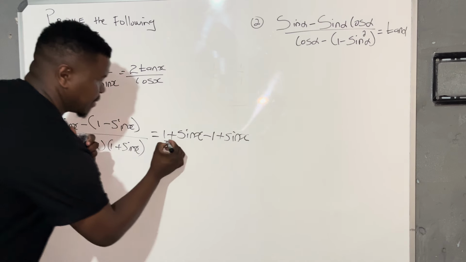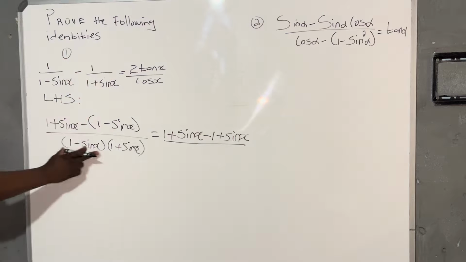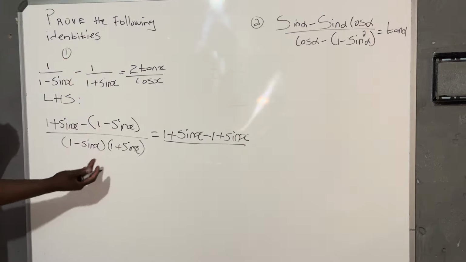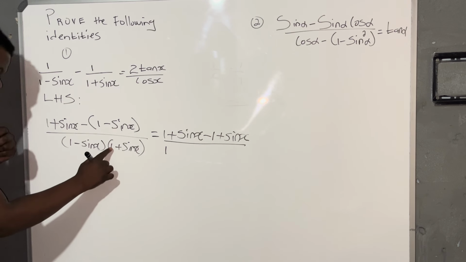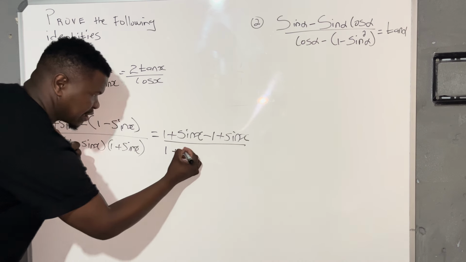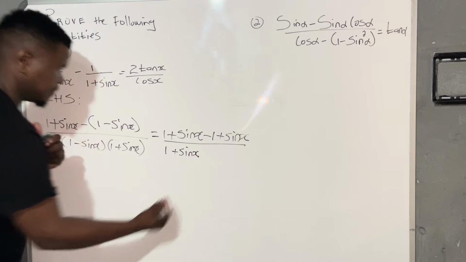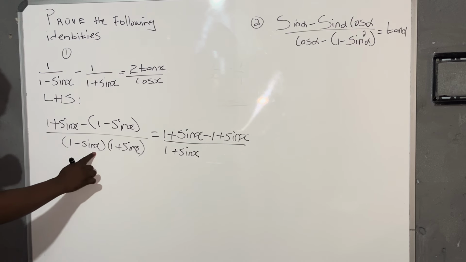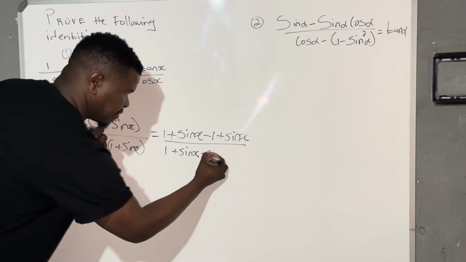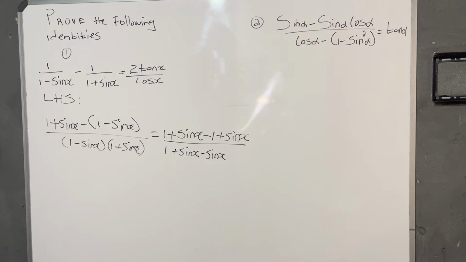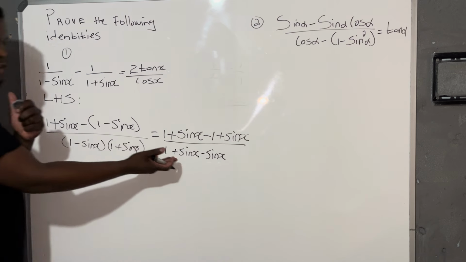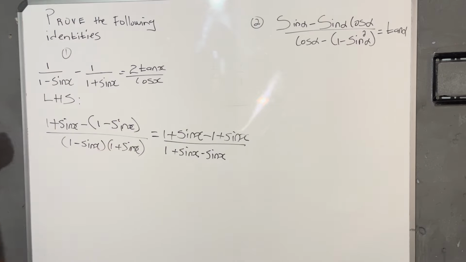So now, let's come to this. It's a FOIL, my good people. It's a FOIL, we know. 1 times 1, 1. 1 times positive sine, that's positive sine x. Negative sine x times 1, that's negative sine x. I don't have to worry about the right hand side, guys. I do what I feel is right. I know eventually the answer will just come out as it is.